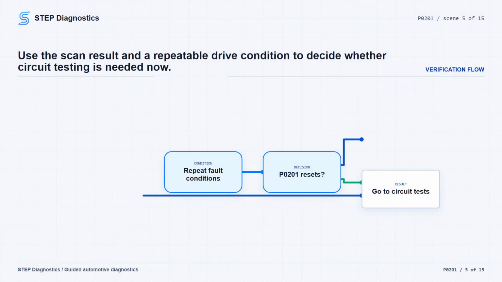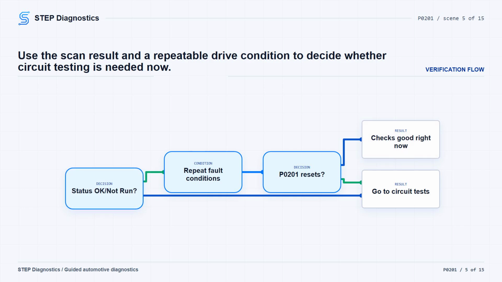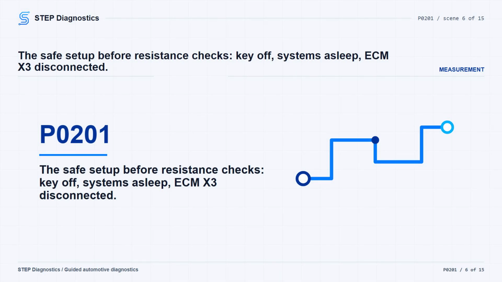If the scan tool status is OK or not run, reproduce the operating conditions for the DTC. You can also reproduce the captured conditions if the failure data gives you a clue. Then confirm whether P0201 resets. If it does not reset, the circuit checks out at that moment. If the injector status does not show OK or not run, or the code resets during the drive condition, move into circuit testing. For circuit testing, turn the ignition off.